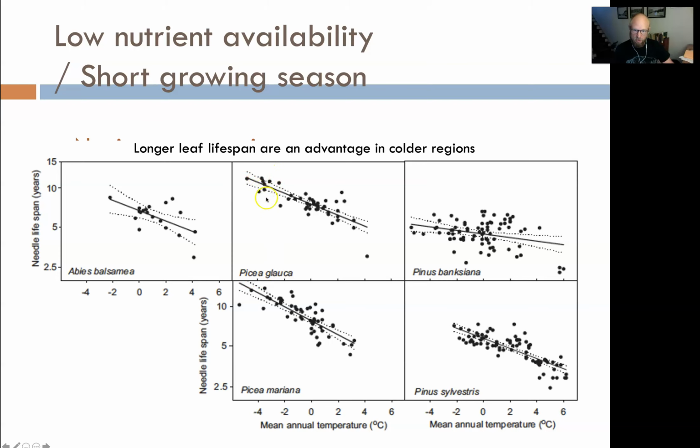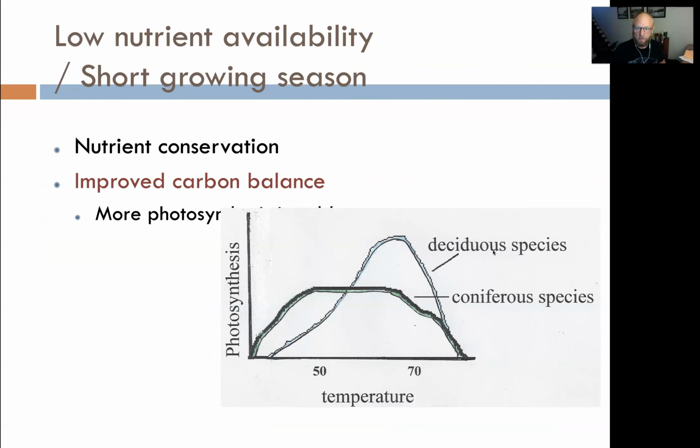It's quite similar for Picea glauca as well. So these really cold, harsh environments that we think of evergreen gymnosperms dominating, those plants in those coldest places are really keeping their leaves for a really long time and reusing those nutrients over and over and over for 15 years before they would drop a needle.